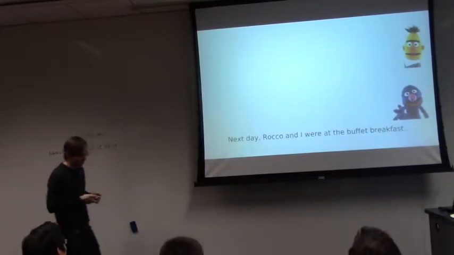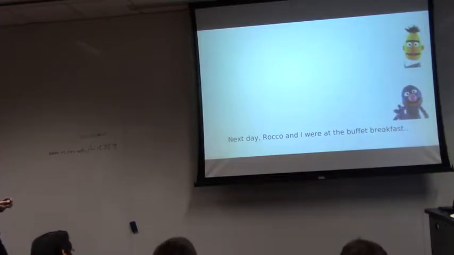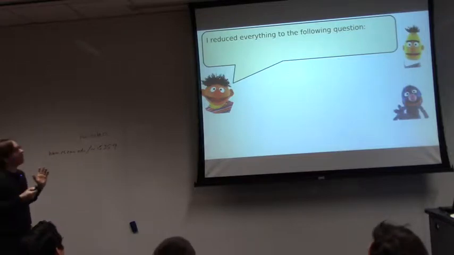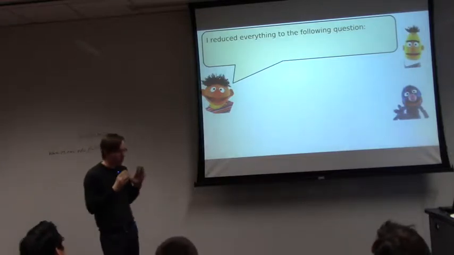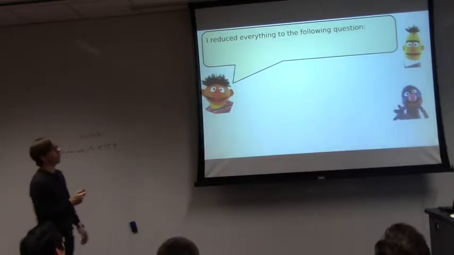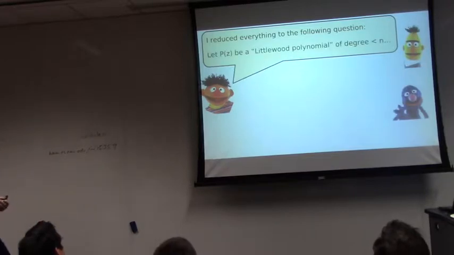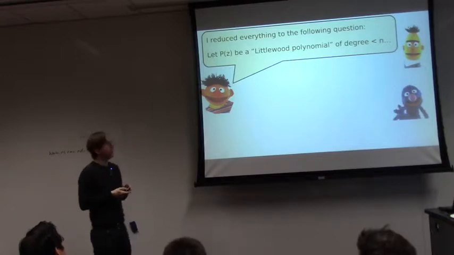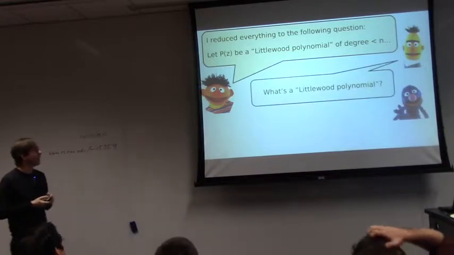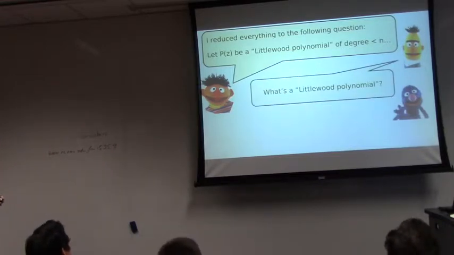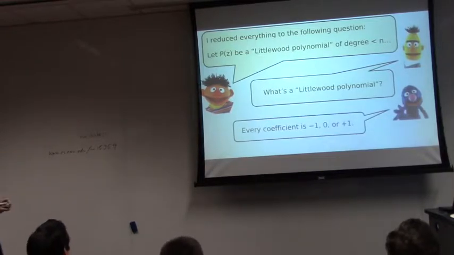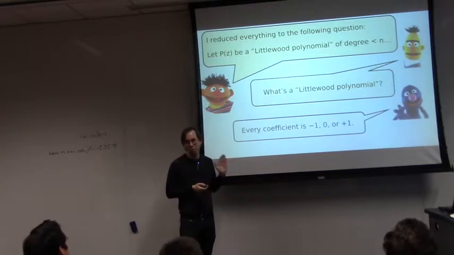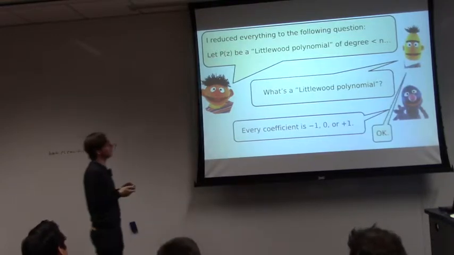And then Rocco and I are just eating breakfast one day, and Ananya came in. He's like, hey, I reduced everything where we were stuck to just one very simple mathematical question. And I was like, great, what is it? And he said, okay, let P of z be a Littlewood polynomial of degree less than n. And I was like, what's a Littlewood polynomial? And Rocco knows a lot of stuff. He's like, I know this. It's a polynomial where every coefficient is either -1, 0, or +1. I was like, okay.